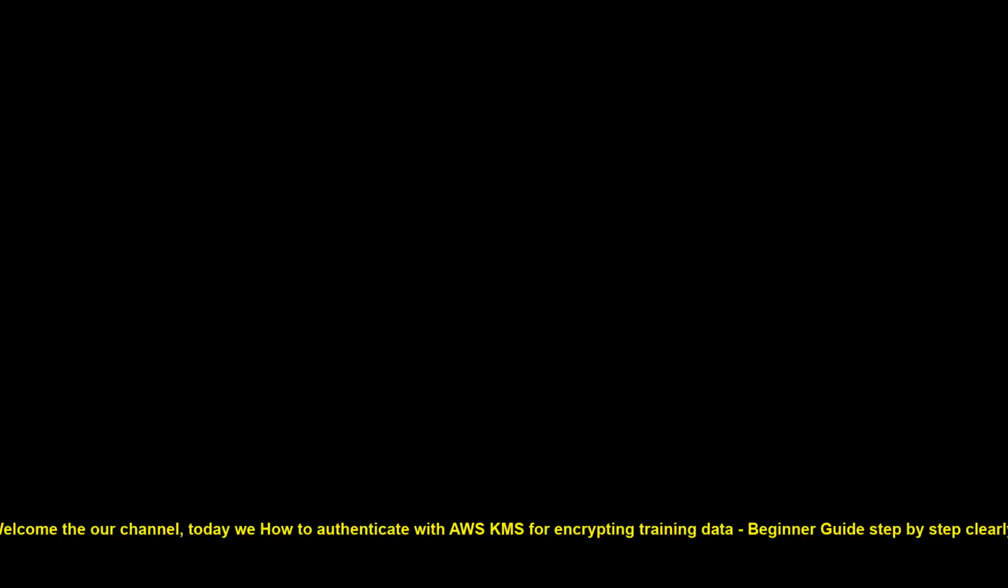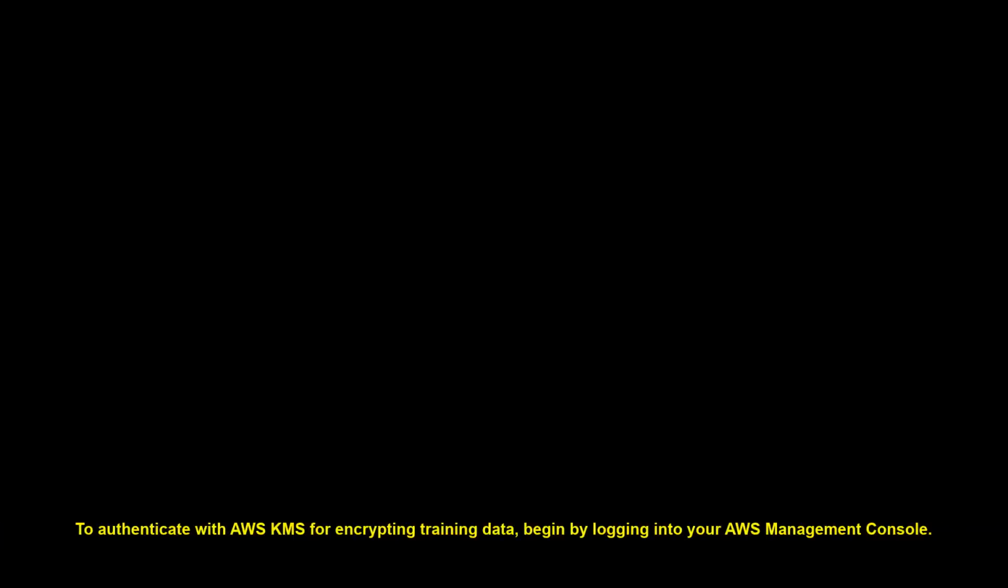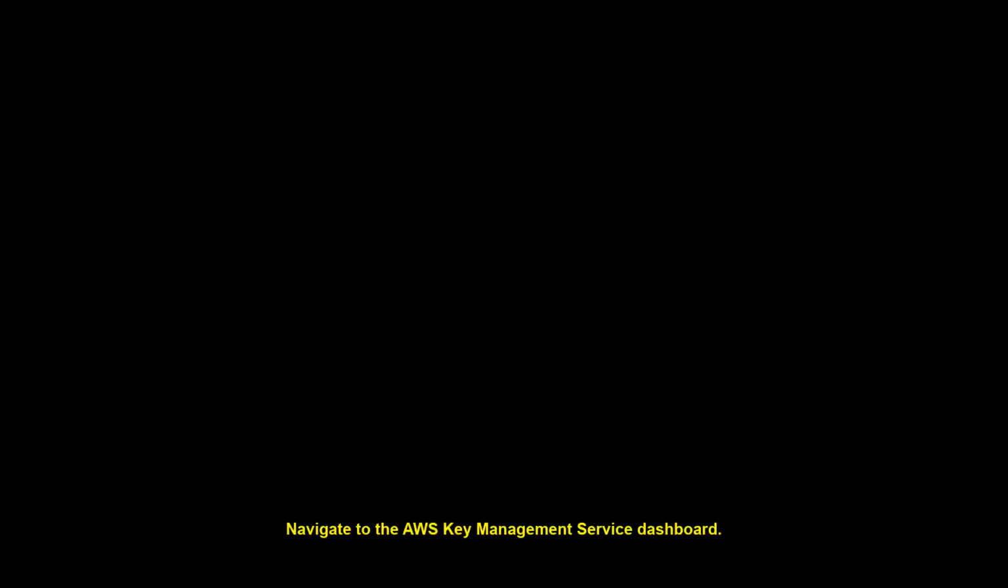step, clearly. To authenticate with AWS KMS for encrypting training data, begin by logging into your AWS Management Console. Navigate to the AWS Key Management Service dashboard. If you haven't already, create a new Customer Master Key, or CMK. Select Create Key to begin the key creation process.